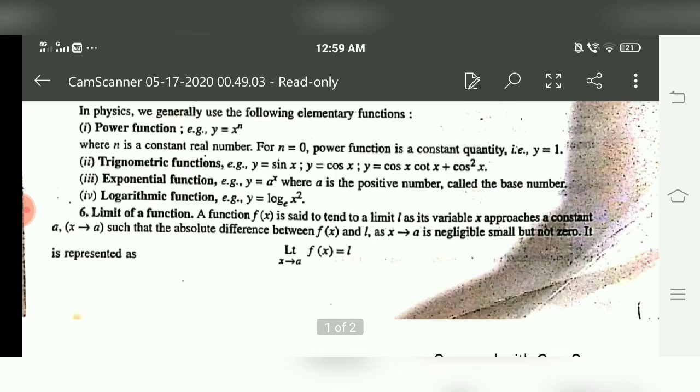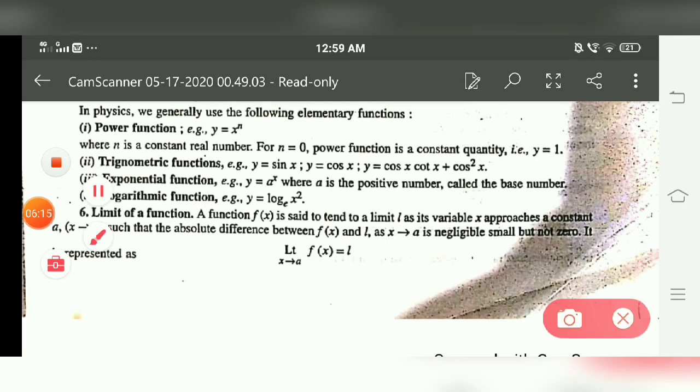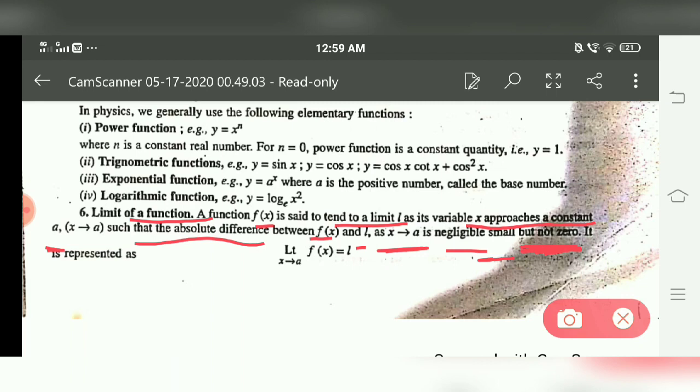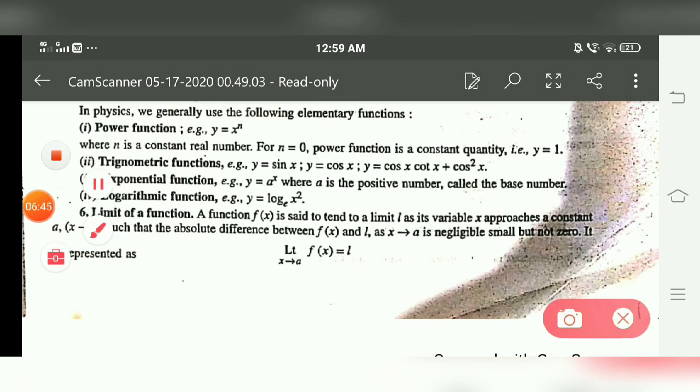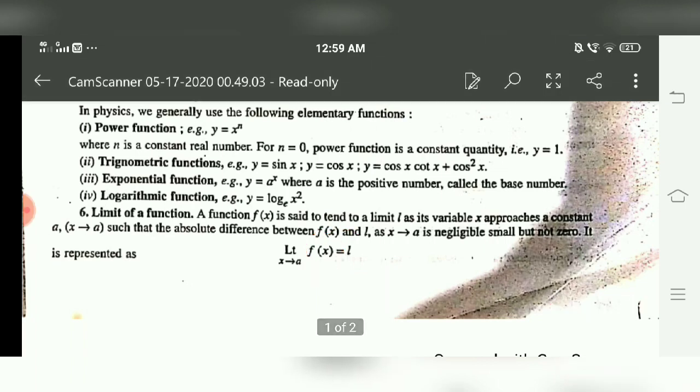Now what is limit? Limit of a function. A function f(x) tends to a limit L as its variable x approaches a constant a, such that the absolute difference between f(x) and L as x approaches a is negligibly small but not zero. It's represented as: limit of f(x) when x approaches a is L. Let me clear this for you with an example.